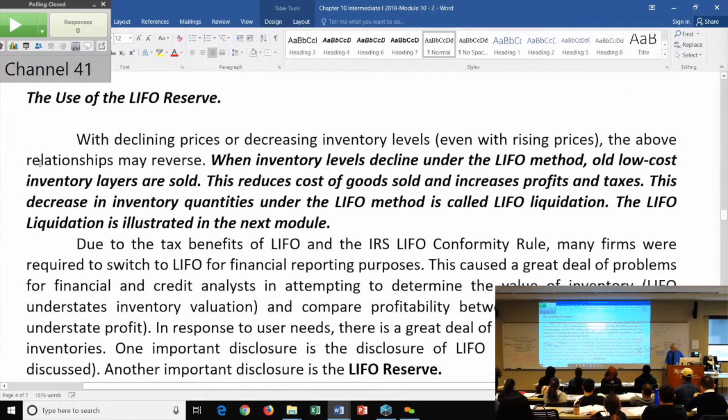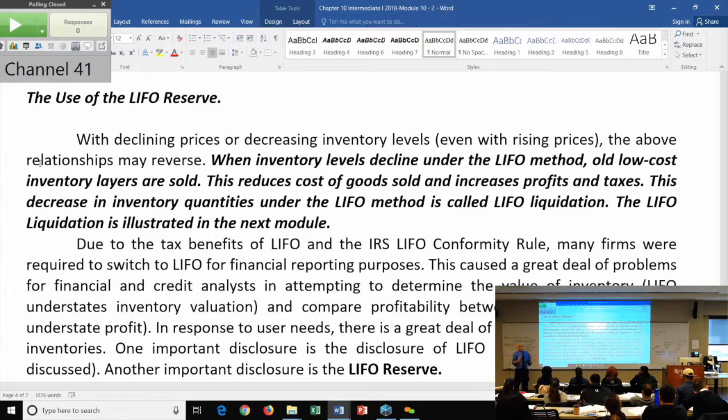So let me just clean this off, and you can see the next page, the LIFO reserve is really nothing more than the difference between the ending inventory under FIFO and the ending inventory under LIFO.